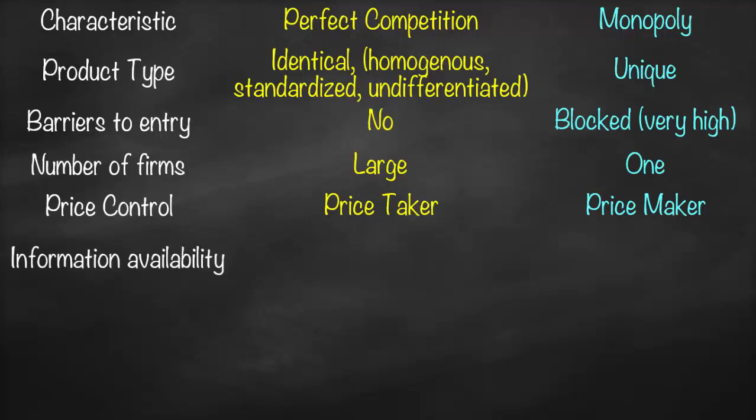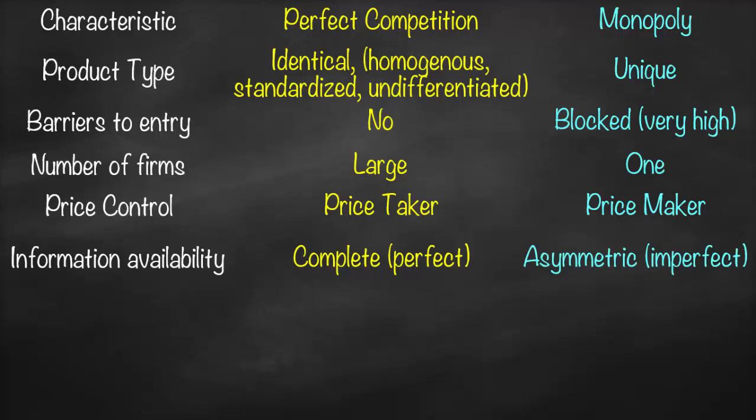Therefore, what about the information availability? With perfect competition, we have complete information, which means we have perfect information. Everyone knows information about the product. While with monopoly, since we have only one producer and barriers to entry are blocked, therefore we have asymmetric information. We have imperfect information, which means we don't have enough information or complete information.